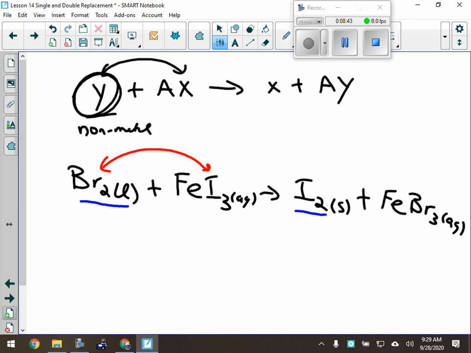Balancing, we're going to have to do a lot of switcheroos here. 2 here, 3 there, so I'd probably put a 3 there and a 2 there, like so. 2 irons there, 2 irons there, 6 and 6. Again, these aren't very common, but it can happen, of course. These ones are a little tricky because a lot of the non-metals are those molecular elements. So, moving on, we're going to talk about double replacement reactions.